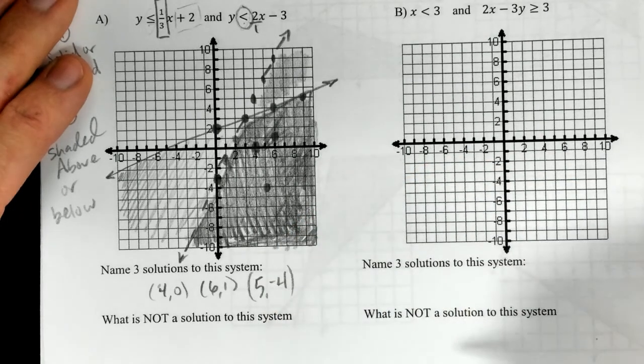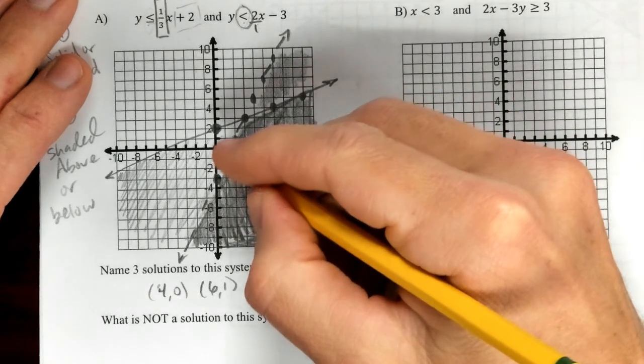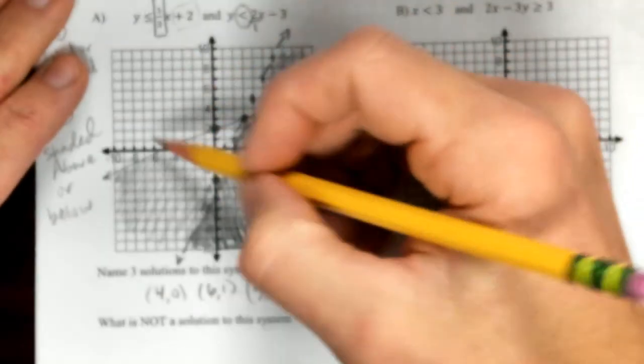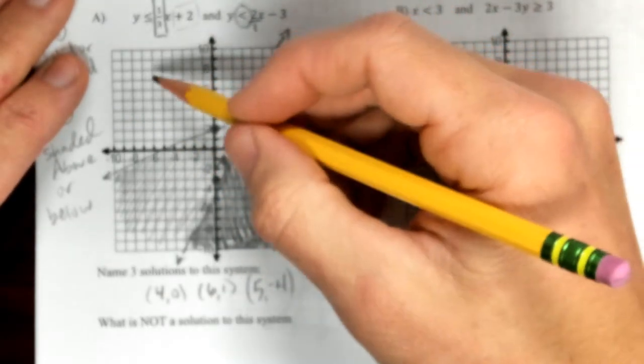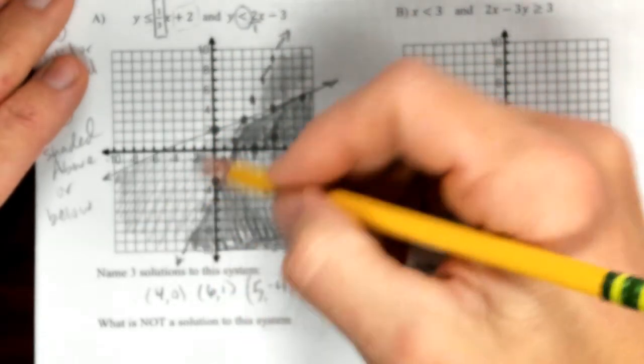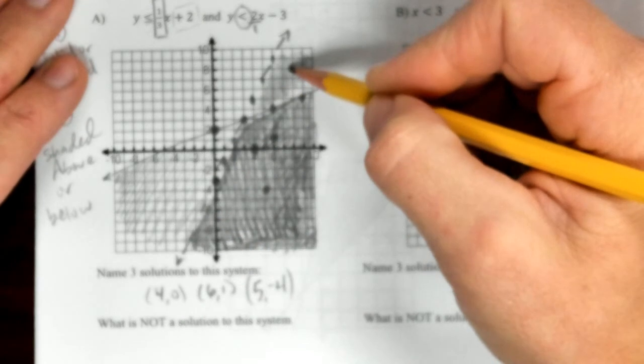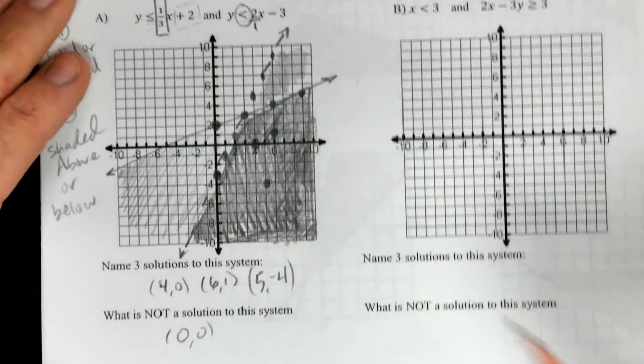Well, what is not a solution to this system? Well, 0, 0 is not because it's not shaded in twice. Any point up here is not shaded in even once, so those are not solutions. Any point right here has only been shaded in once. Those are not solutions. Any point up here has only been shaded in once. Those are not solutions. So you can have a lot of answers.